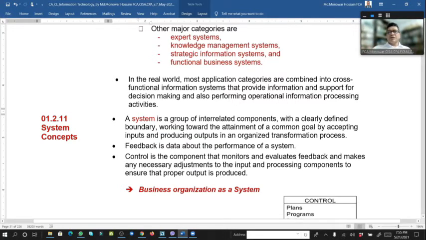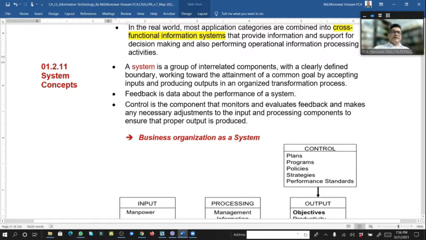Here another word, cross-functional information system. It is an interrelated one system to another system that provides information and support for decision making, and also performing operational processing activities.